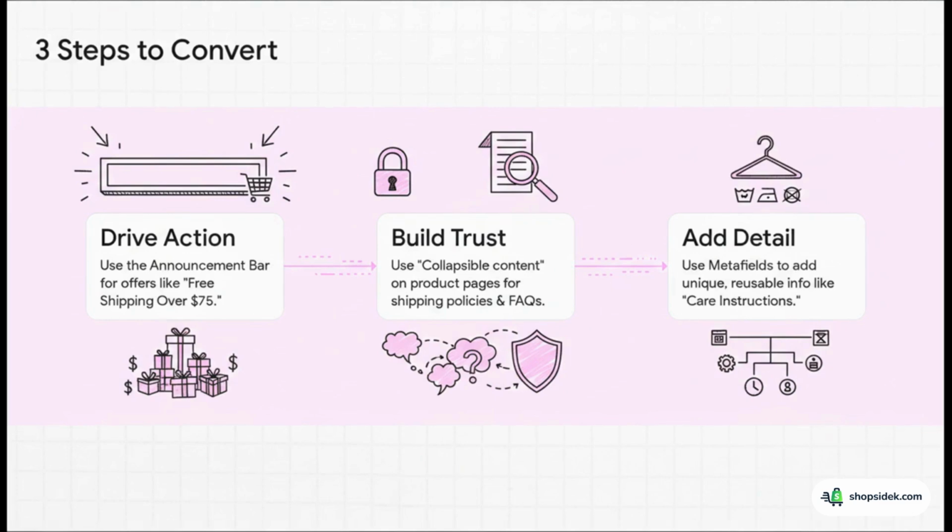First, make that announcement bar work for you. Don't just say welcome to our store. Use it to drive action. Put your best offer right there at the top. Free shipping over $75. Second, build trust on your product pages. Use that collapsible content section for all the details. Shipping info, return policies, size charts. Answer their questions before they even have them.